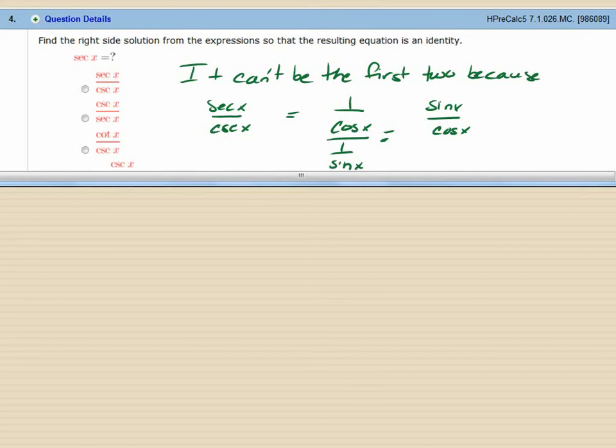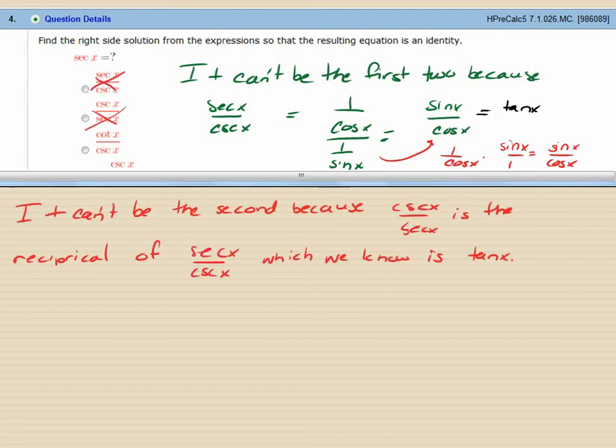And when I invert the denominator and multiply, I get sine over cosine. And that's not secant. And I gave you that intermediate step. That's actually tangent, so they're not the same.